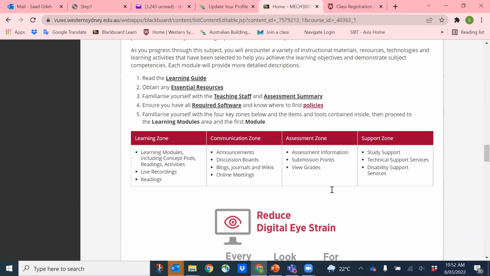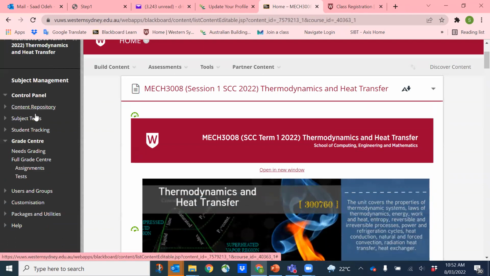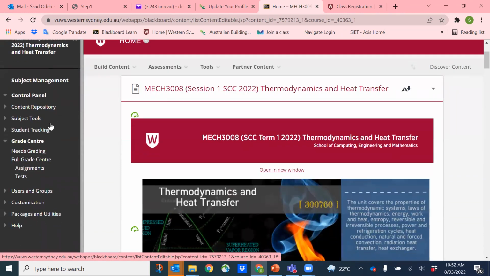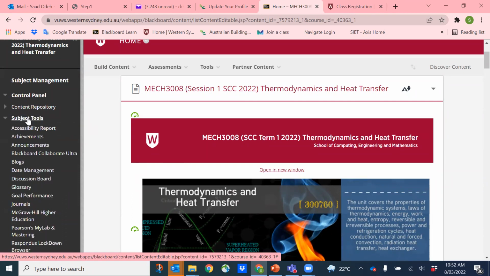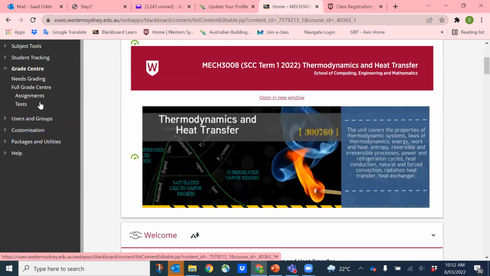Now, as we said, to the left side here, you can see these subtitles. Probably the most important one is the subject tools. And there is another one here.